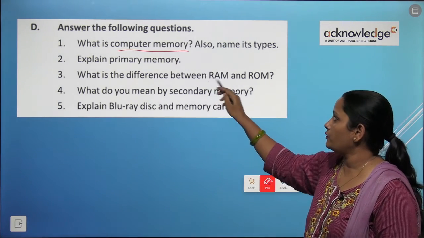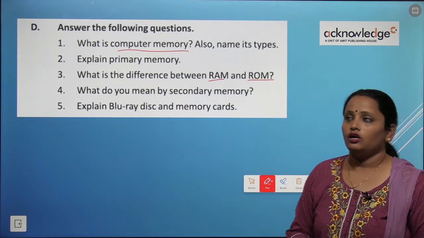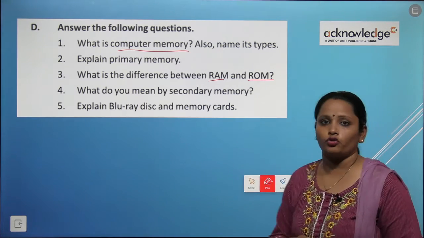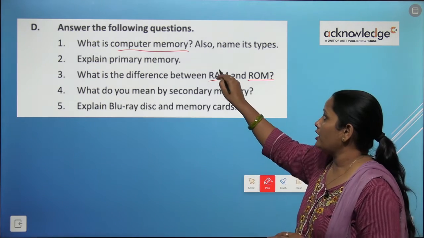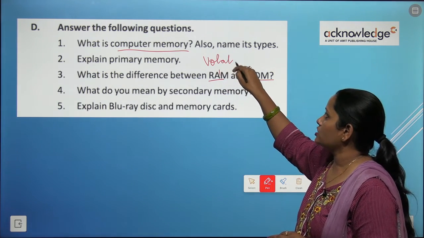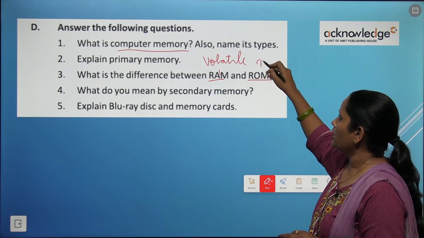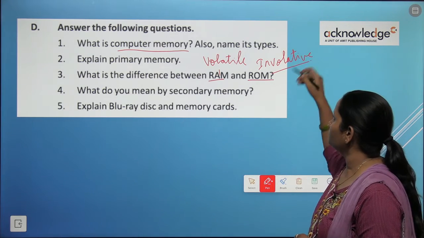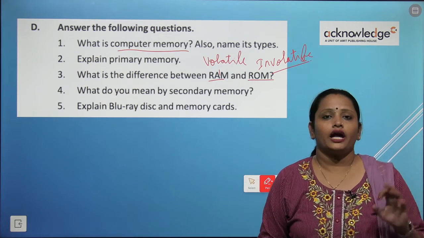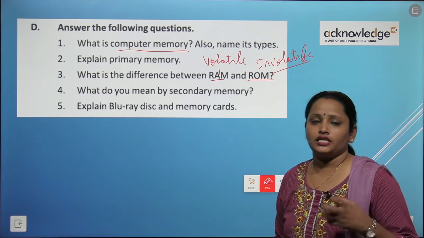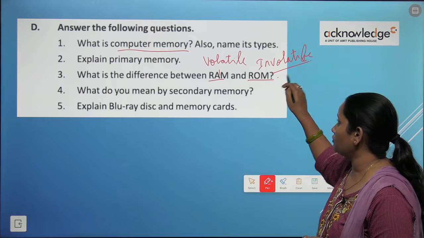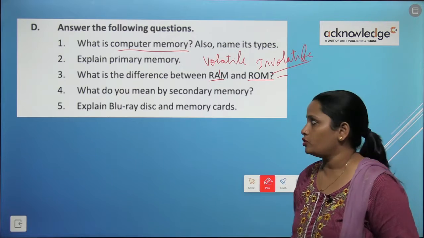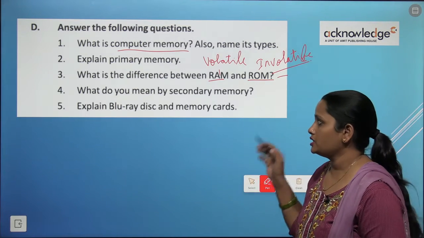Now next is differentiate between RAM and ROM. So here first the full form of RAM is random access memory and the full form of ROM is read-only memory. RAM is volatile in nature and the ROM is nonvolatile in nature, which means whatever information we have stored in RAM gets erased easily, but the information that we save in ROM cannot be erased easily even if we switch off the computer. So this is a basic difference between these two.